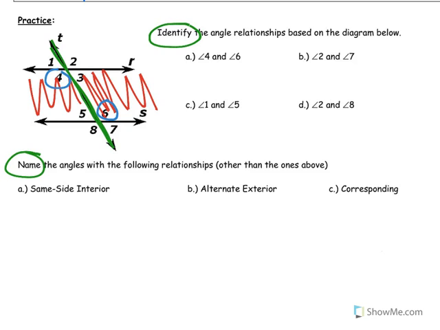Well, those are both in the interior region. They're both in the red. One's on the left and one's on the right. So that means that these are alternate interior angles. That's one of the relationships that I just learned.